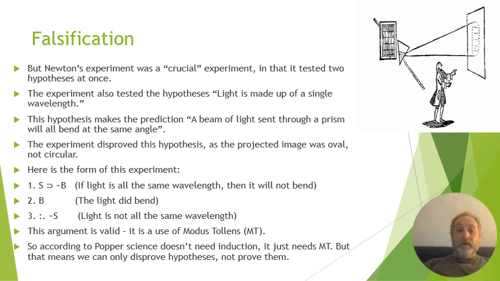So again, according to Popper, science doesn't need induction. It just needs this modus tollens, which is a valid rule of inference. But the downside of that is we can only ever disprove hypotheses. We can't ever prove them. We can only corroborate them, and so we'll believe them until a better one comes along.